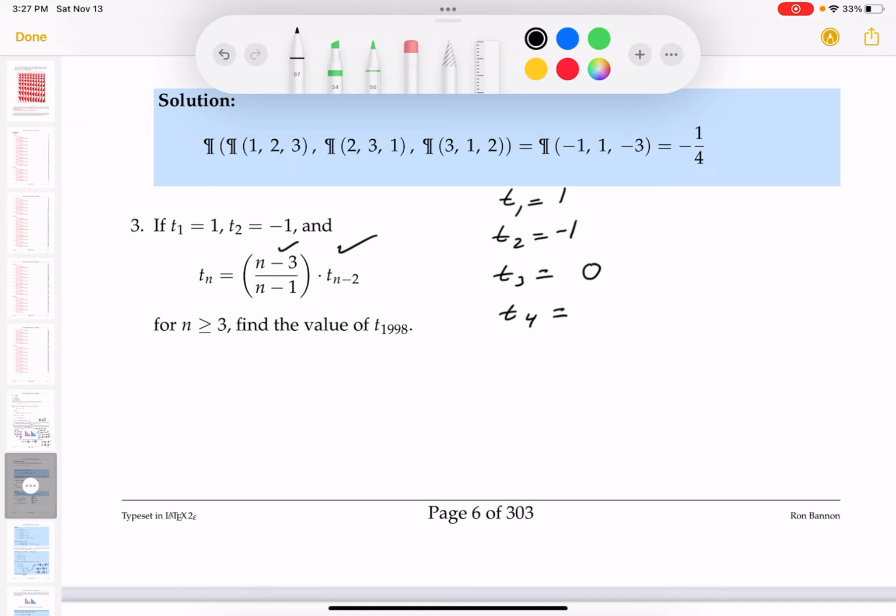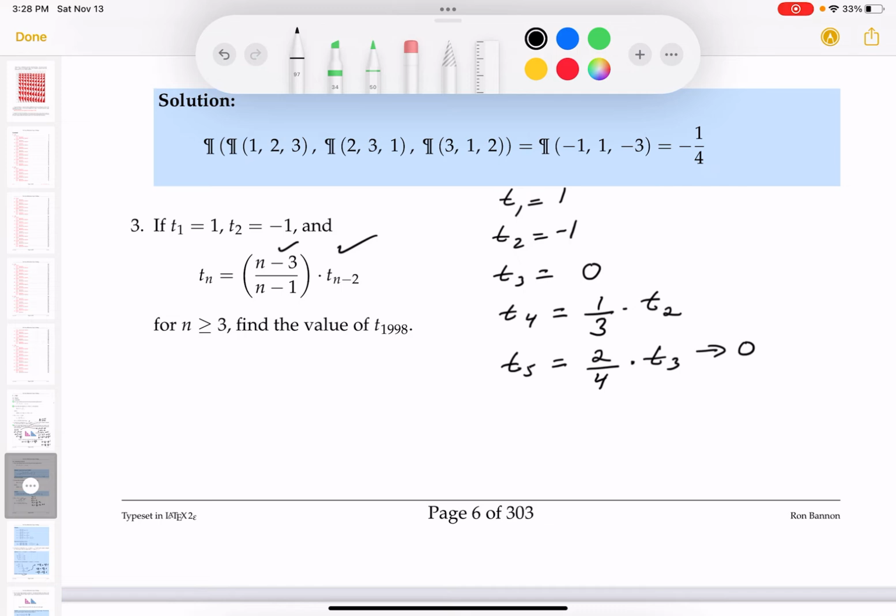And what's T4 going to be? Well, 4 minus 3, which is 1. And then you would have 4 minus 1, which is 3, times T. And then what are you going to get? Well, that would be 2, right? And then I'll put down T5. I'm doing okay, right? So it's 5 minus 3 is 2. And then what do you get? 5 minus 1, which is 4, times, well, now it's going to be 5 minus 2, and that would be T3. Well, that would be 0.